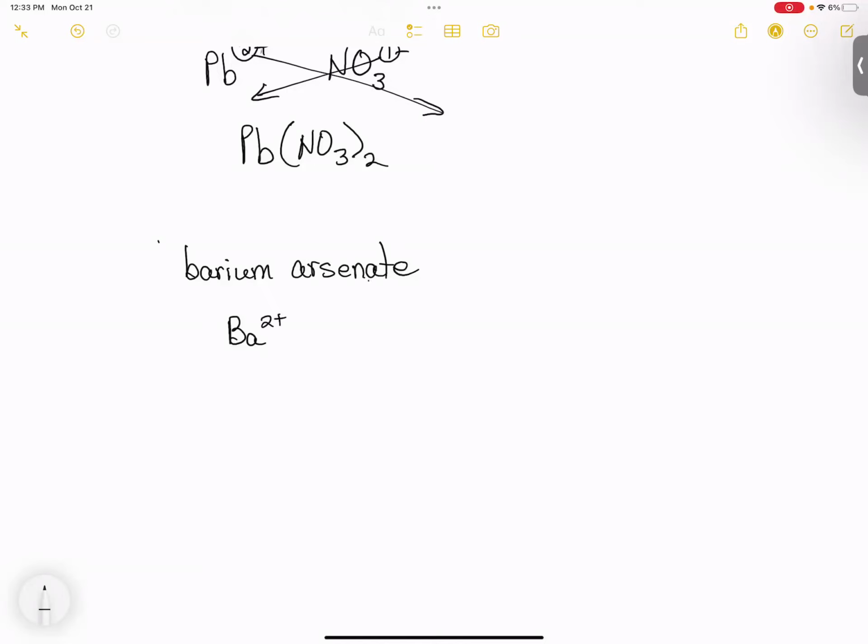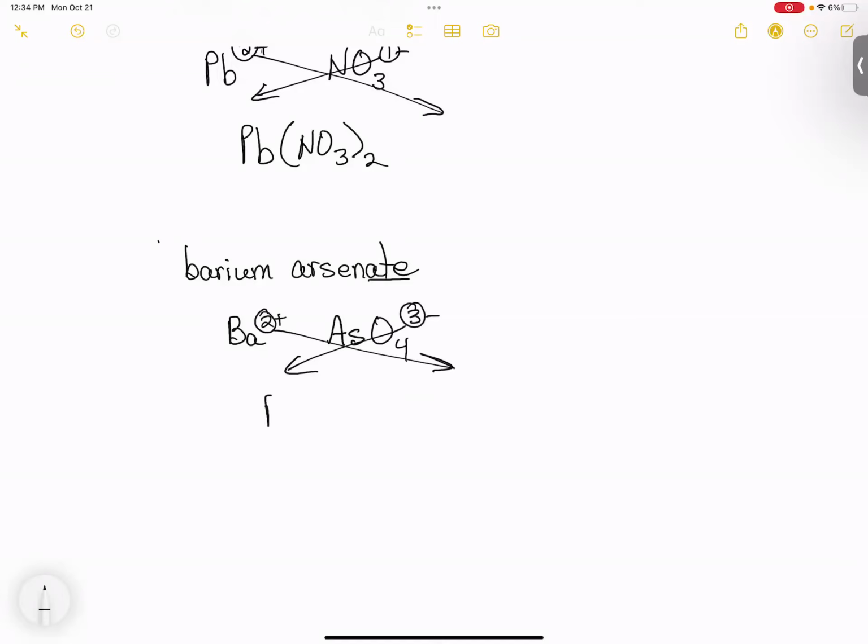Arsenate. Oh, I see ATE. What does that mean? Polyatomic of arsenic. So arsenic is As. As is in period 4. So how many oxygens is it going to have? 4. And it is in group 15. Does that matter when you get to this group period? Yes. So what's its charge? 3 minus. And we're going to cross, drop, and simplify.